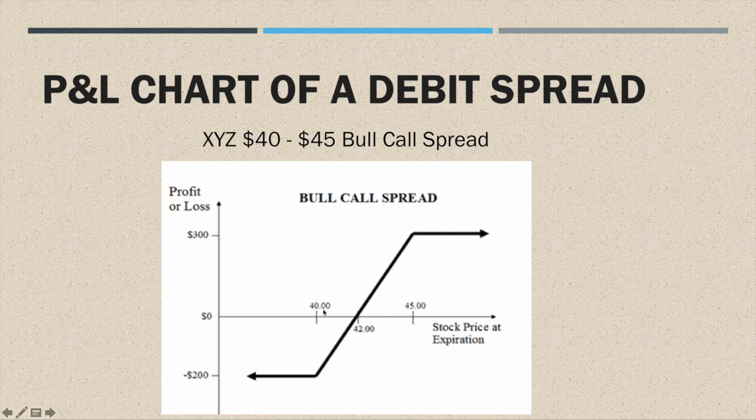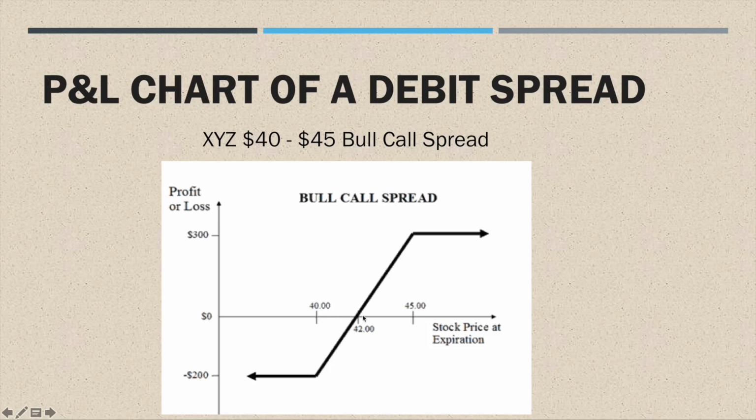So what's the maximum you can lose on this? You can't lose more than what you paid for it. That's why the loss is capped at $200. And since a spread's value can never go more than the width of the strikes, so 45 minus 40, $5 is the maximum value. And since you paid $2, you can only make $3, right? So your profit is also capped at the top.